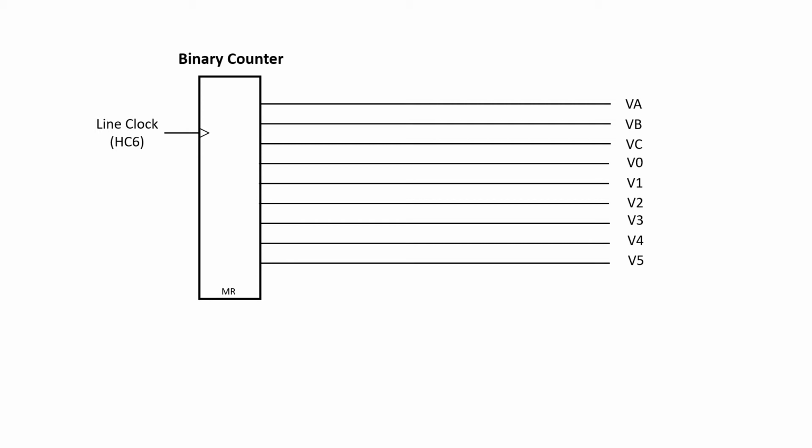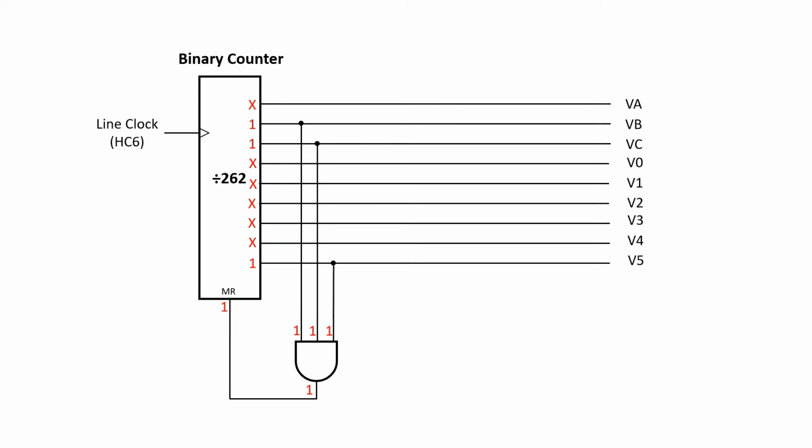To divide by 262, I need to detect the pattern 1 0 0 0 0 0 1 1 0, which is binary for 262. I told you binary would come in useful at some stage. The counter starts at 0, and I reset it to 0. So I really only need to detect when VB, VC, and V5 are all high. I don't actually need to check all the others for zeros. If this isn't clear, have a think about this for a moment. I can use a 3-input AND gate to detect when all of these signals are high together, and when they are, I just reset the counter. And there we have it, division by 262.